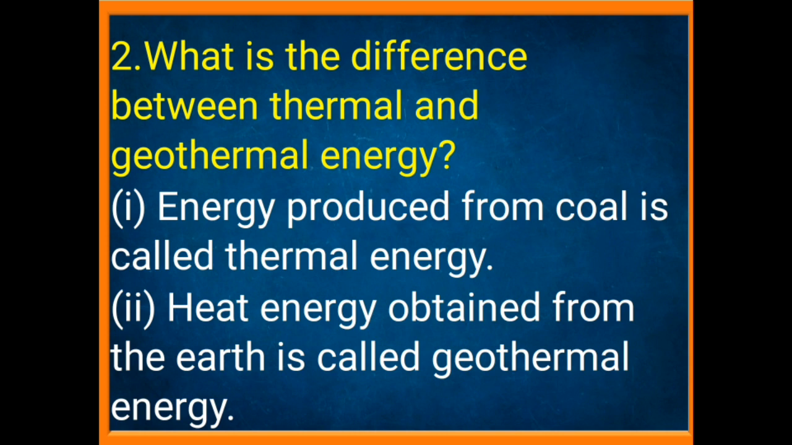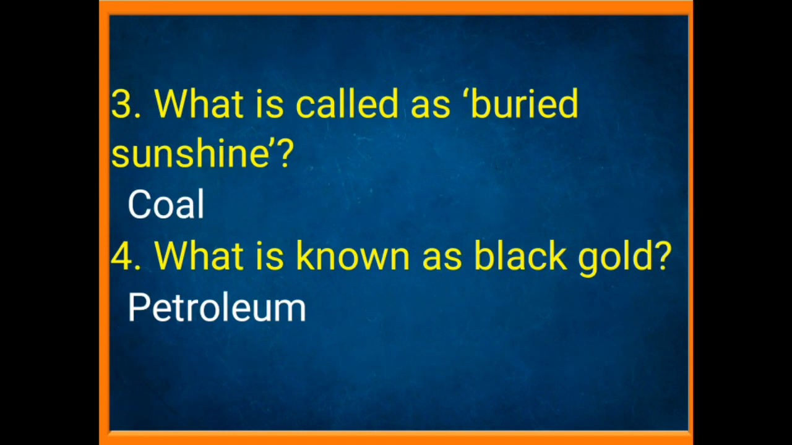Third question, what is called buried sunshine? Answer, coal. Coal is known as buried sunshine. Fourth question, what is known as black gold? Petroleum is called black gold.